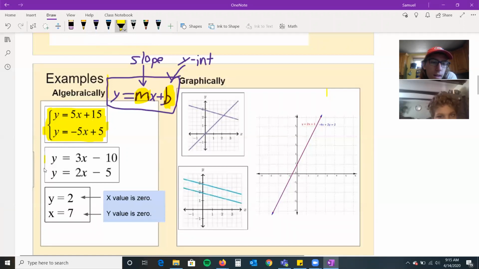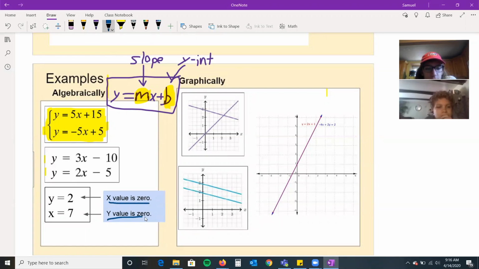Okay, and then over here we've got another system of equations. It doesn't have the bracket, but they're next to each other, so we know that this is some sort of system. They're both in slope-intercept form. This one, y equals 2, x equals 7. Those look kind of weird, right? One just says x equals 7, one just says y equals 2. But they are both still equations and both still linear equations. They just, on this one, the x value is 0, and on this one, the y value is 0.